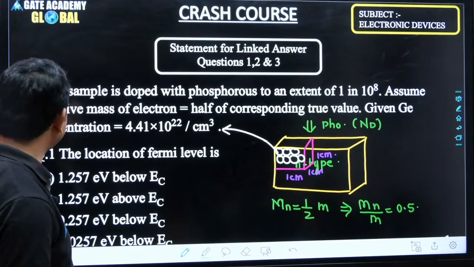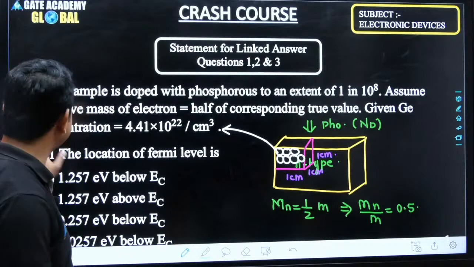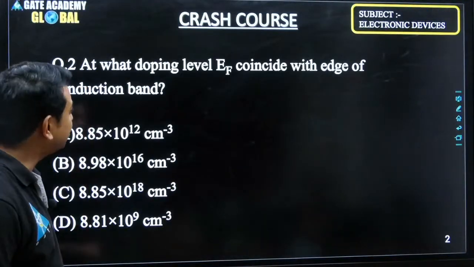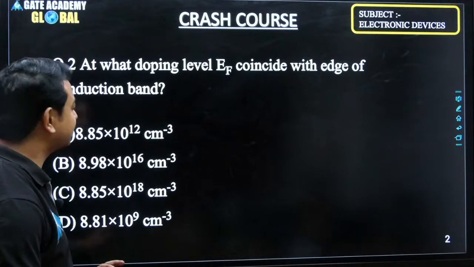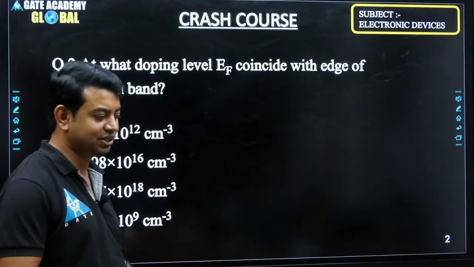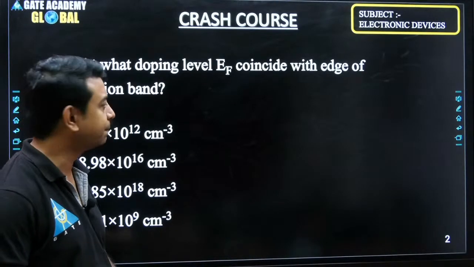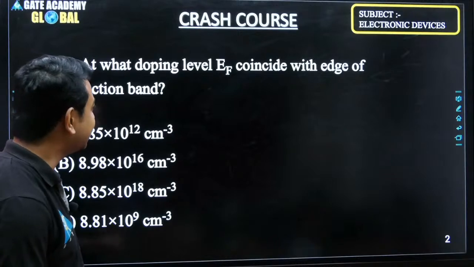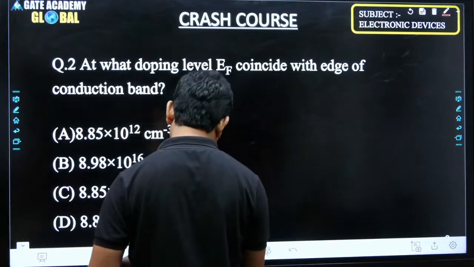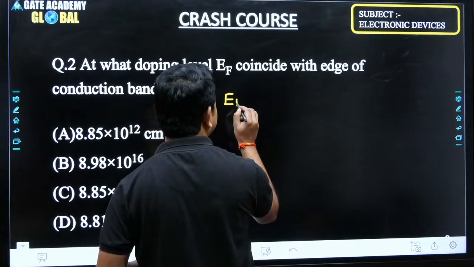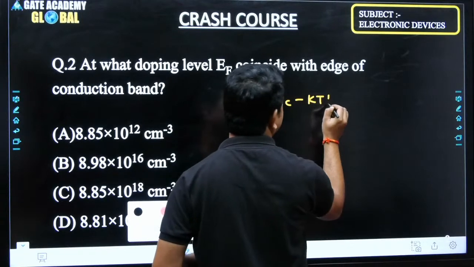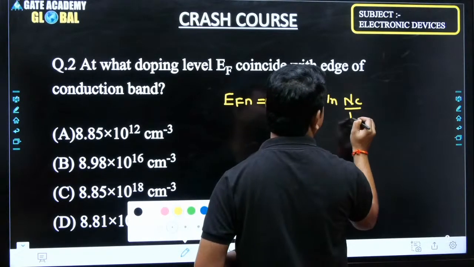Then we have some more questions based on a similar concept. Let's see the other questions. At what doping level does EF coincide with the edge of the conduction band? Do you have the answer? We discussed these things in our previous class, in our previous slides. So if this is an n-type semiconductor, EFN is equal to EC minus KT ln NC divided by ND.